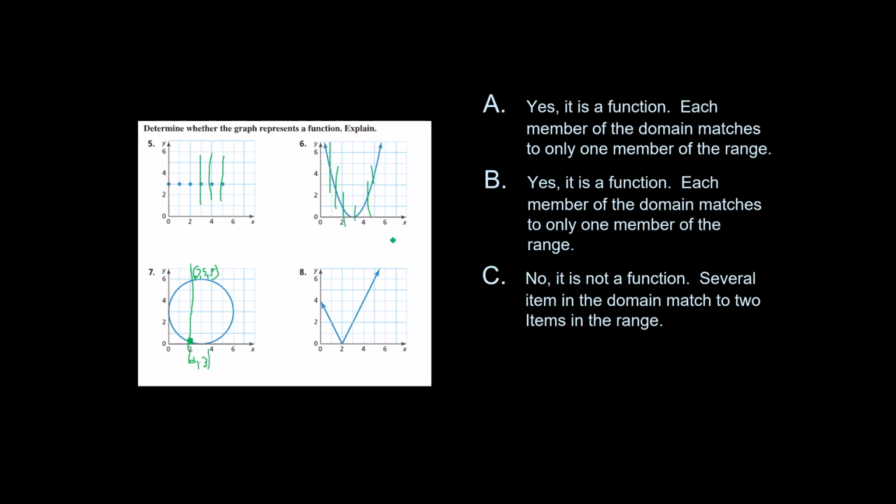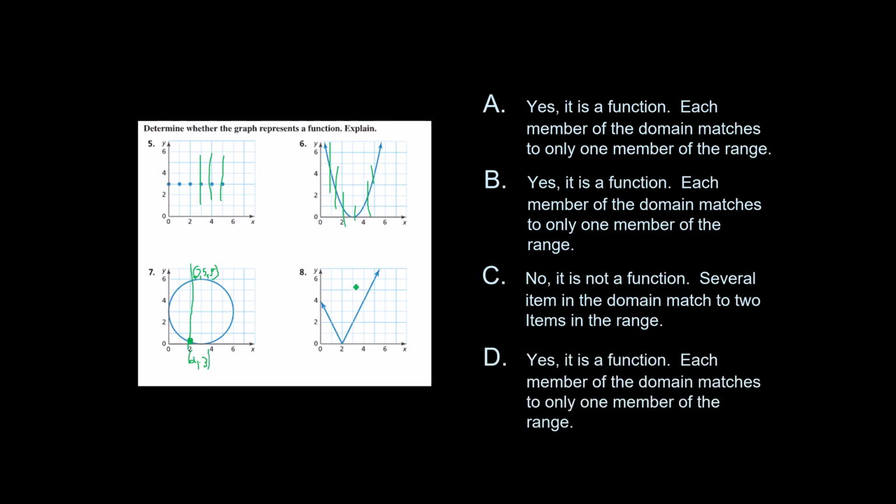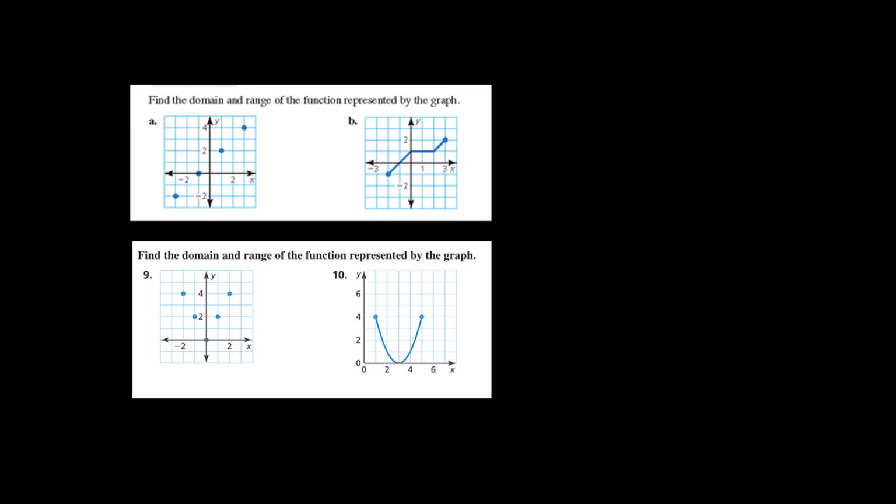How about 8? 8 is a function because no matter where I draw my vertical line, I will never cross it at more than one spot at a time. Here's another set of these for you. Try those on your own. First of all, are they functions? They all are, in fact, functions.